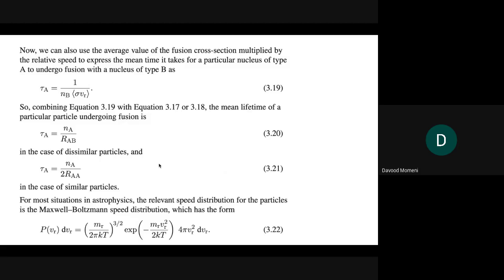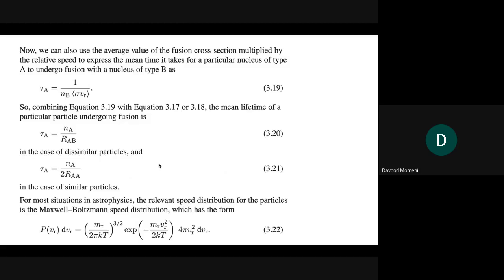What is the distribution of the nuclei over the speed? In many situations in astrophysics, we are lucky that the speed distribution for the particles is the Maxwell-Boltzmann speed distribution. Does anybody remember the Maxwell-Boltzmann distribution from chapter 20 of Halliday-Resnick? What is this Maxwell-Boltzmann distribution? What does it mean? Equation 3.22, what does it mean?